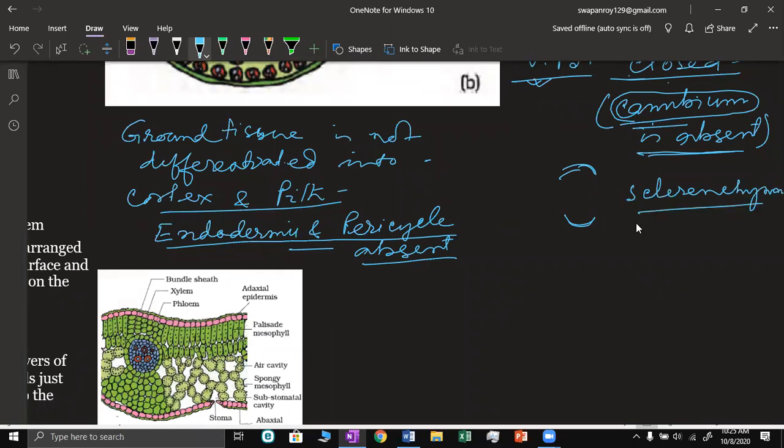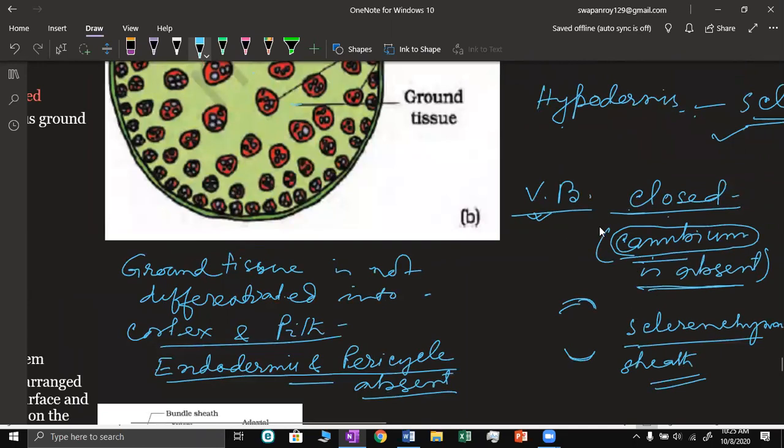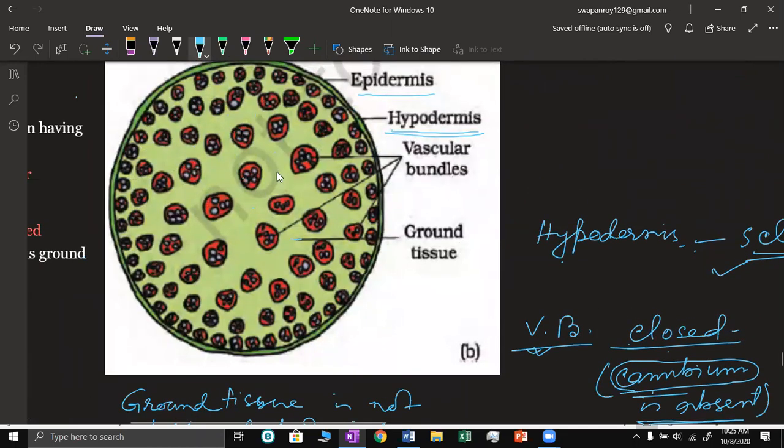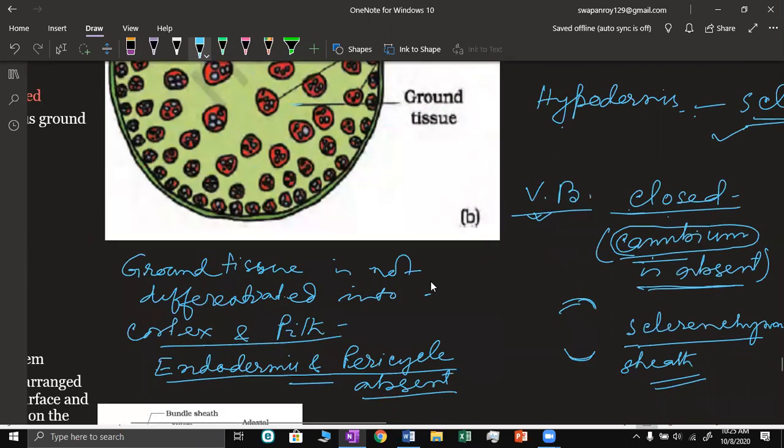A sclerenchymatous sheath is there. Sometimes when it is on two sides only, here and here, then we call that a sclerenchymatous cap. So this provides additional support to the vascular bundles.